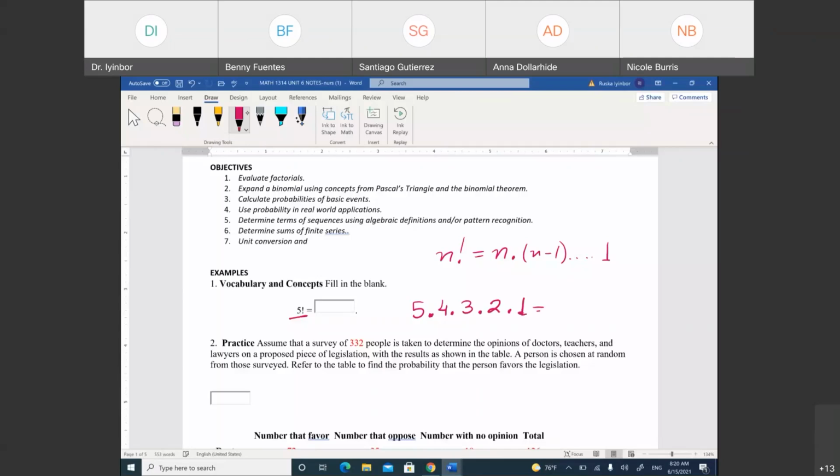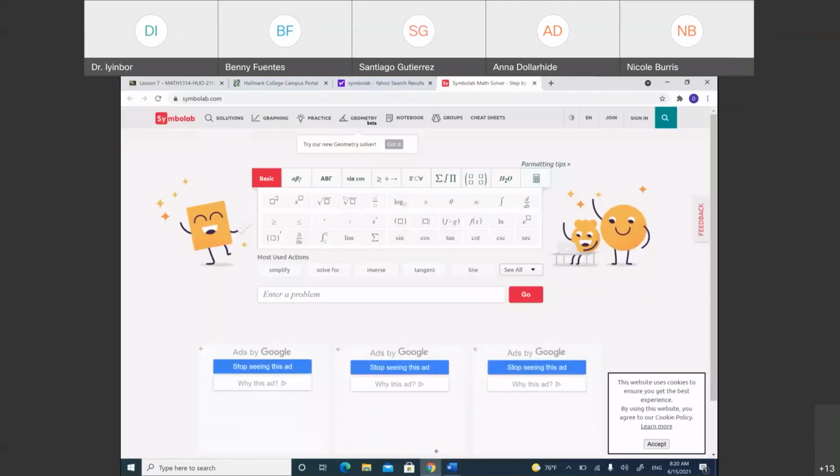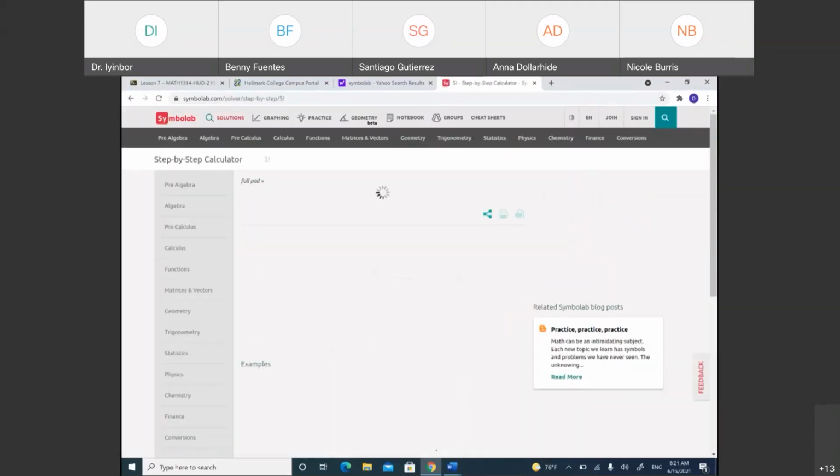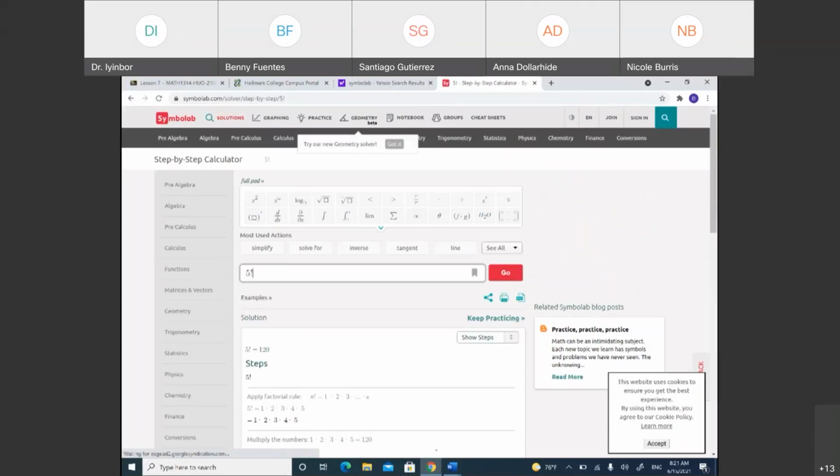Now, I don't need to multiply all this. I can just put it in the calculator. So when I go to my online calculator app, I'm going to just put 5 and then put the exclamation mark from the keyboard. So press Shift and 1 is going to give you factorial. And then it's going to give me the answer. And the answer is 120. Everybody see that? 120.